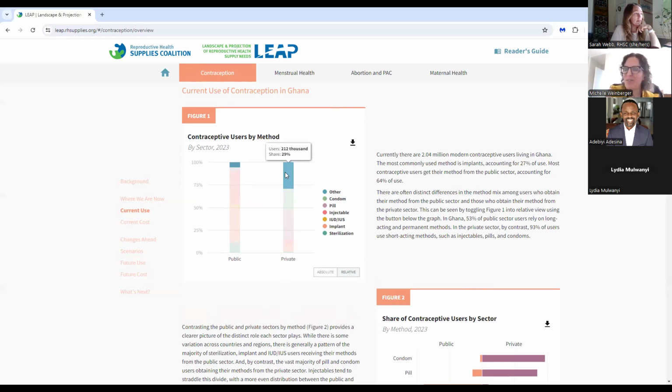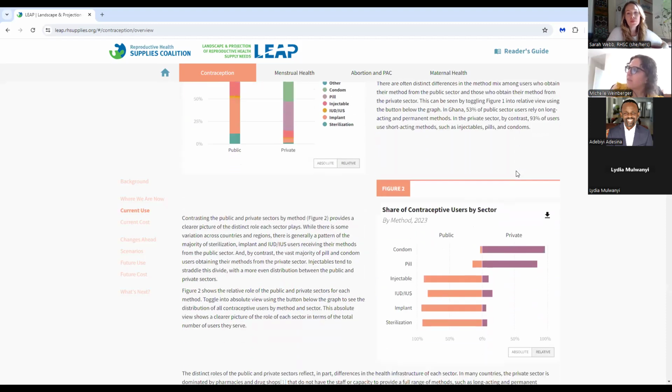It is a method we have thought about bringing into the analysis overall, but in most countries it remains very small. Ghana is probably one of the biggest exceptions to that. And so we don't feel like we yet have sufficient data for it to come out of that other modern method group. This next graph is showing that same data, but thinking about it in a different way to say, for each method, what is the role of the public versus private sector?